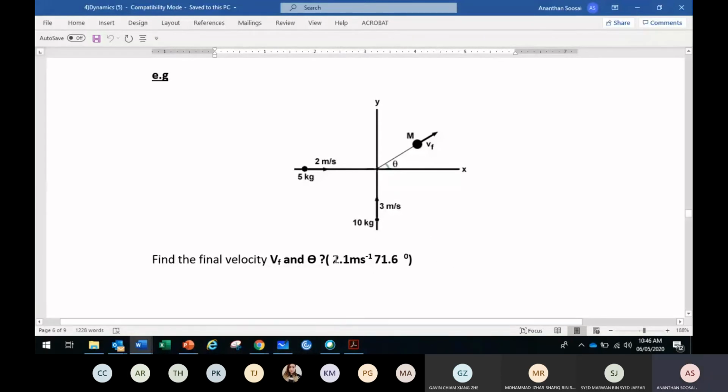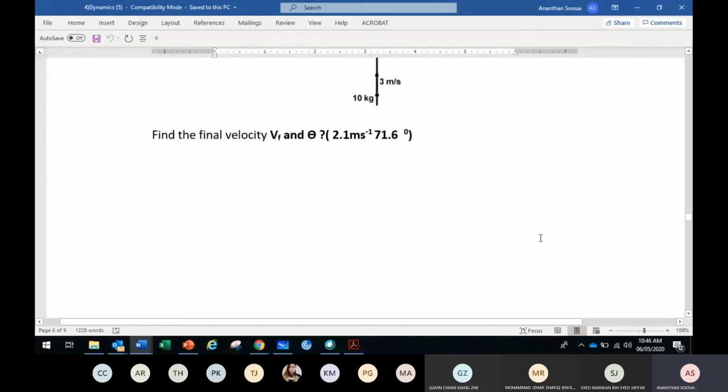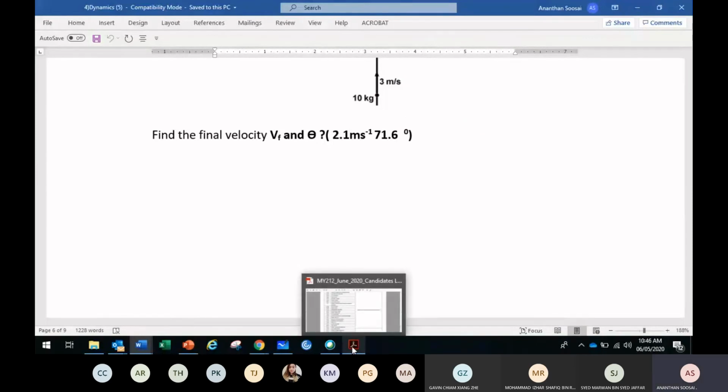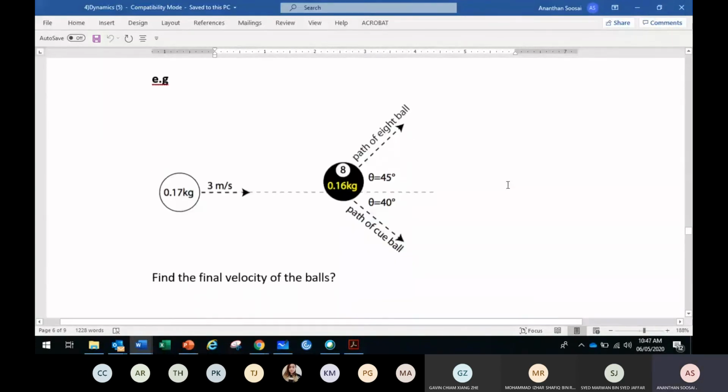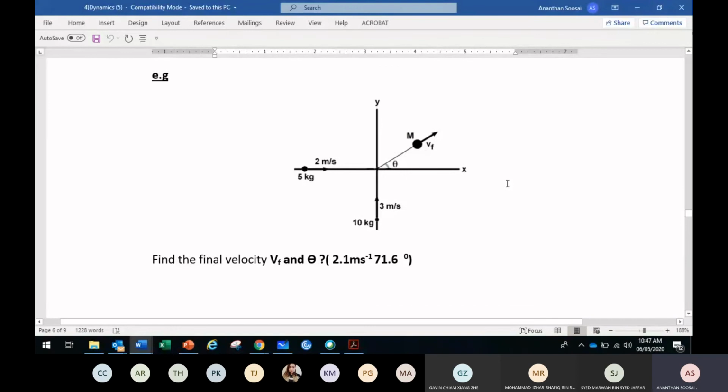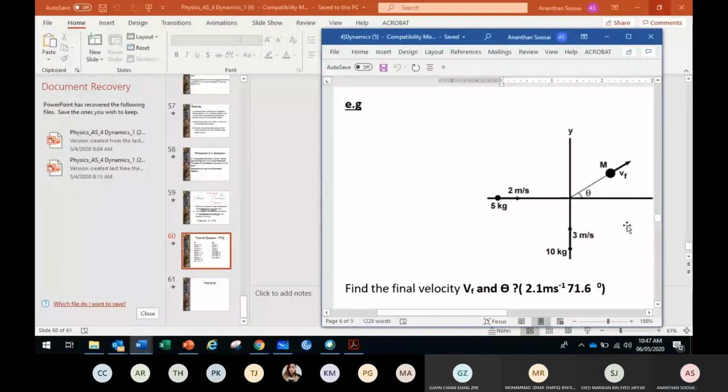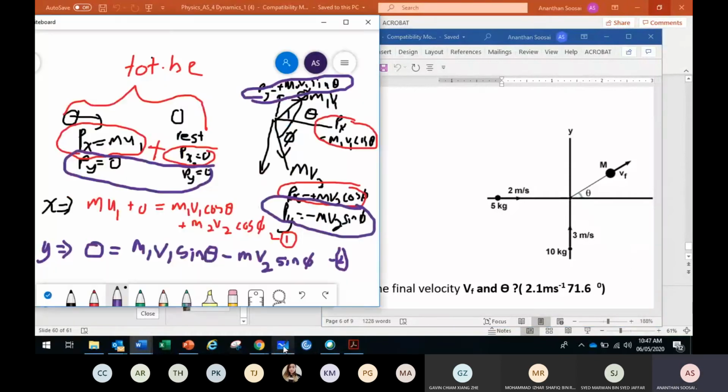Get the final answer. So this is the first trial for you, in 2 dimensions. Give it a try. You need to get the working. Okay, so let me minimize this to help you. I believe you can see the question. So I just put the whiteboard here.